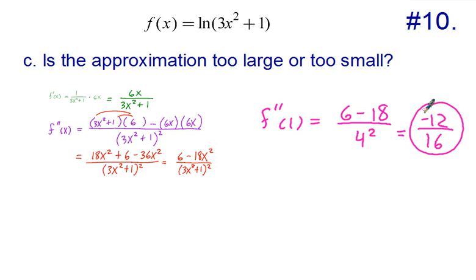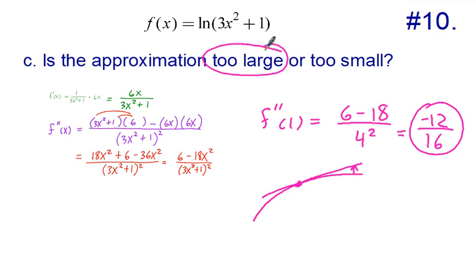If the second derivative is negative, then the original function must be concave down. And so we expect that that tangent line is producing an approximation which is going to be larger than the actual value. Thus, the approximation is too large.